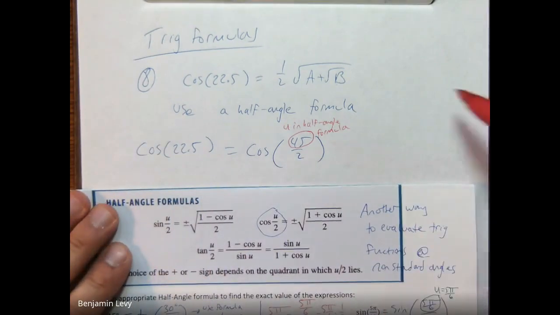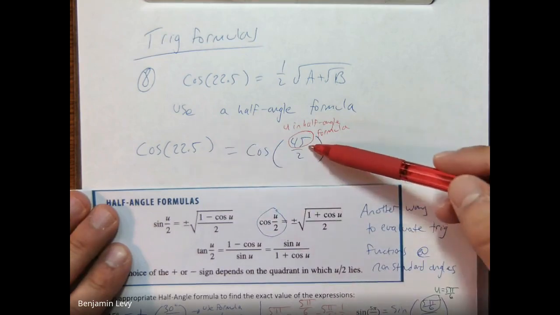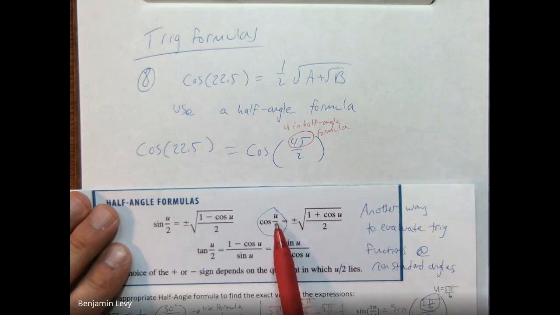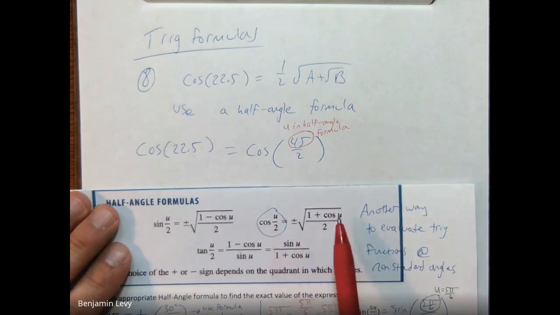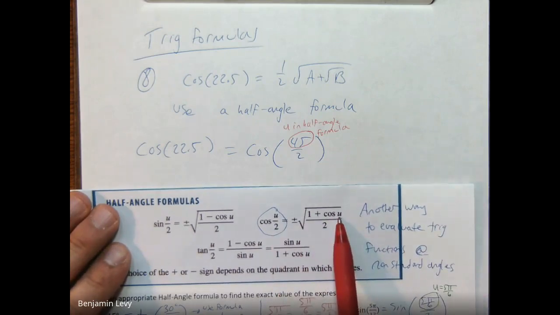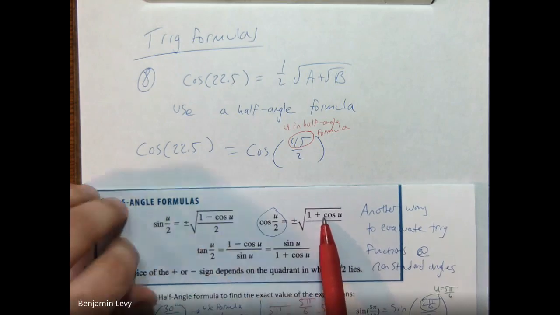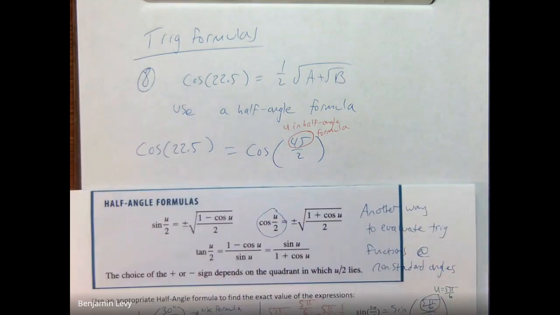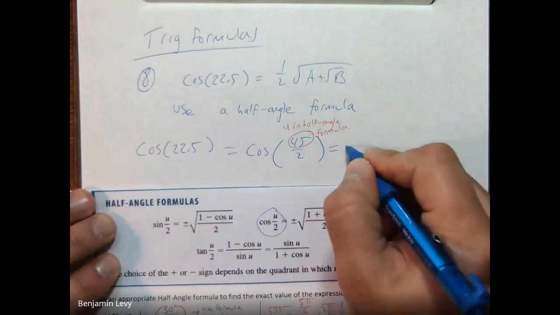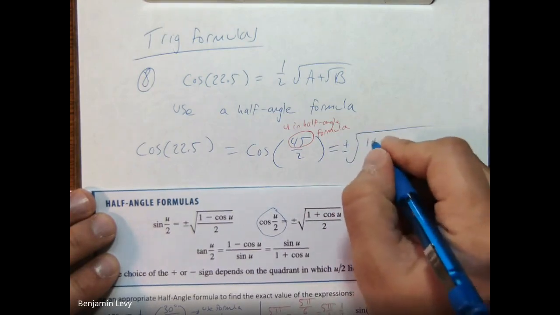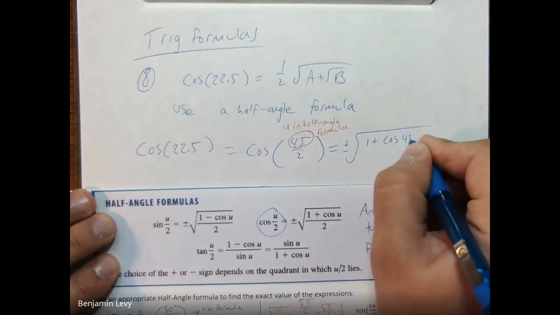So now when we wrote 22.5 as 45 over 2, it looks like something divided by 2, right? And then over in the formula, you just use u. So the u over here is going to be 45, and we know cosine of 45. So I'm going to use this formula and write this down. This is going to be plus or minus the square root of 1 plus cosine of 45 degrees.